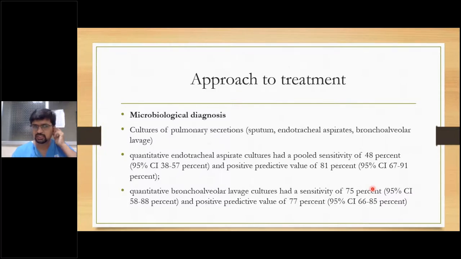semi-quantitative cultures. Your quantitative endobronchial aspirate cultures have a pooled sensitivity of around 48% and a positive predictive value of almost 81%. Your quantitative bronchoalveolar lavage, if you end up doing a lavage, the sensitivity improves to almost 75% from the 48%, and the positive predictive value is almost the same. It is around 81% in endotracheal aspirate and 77% in lavage.